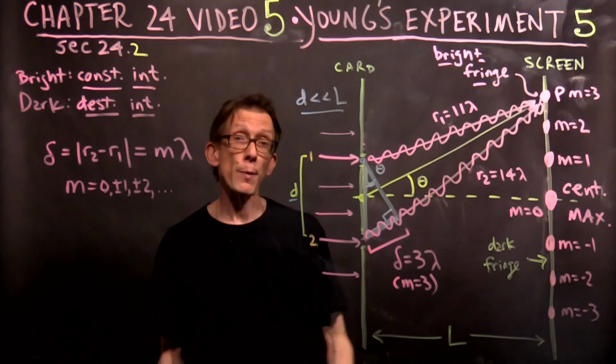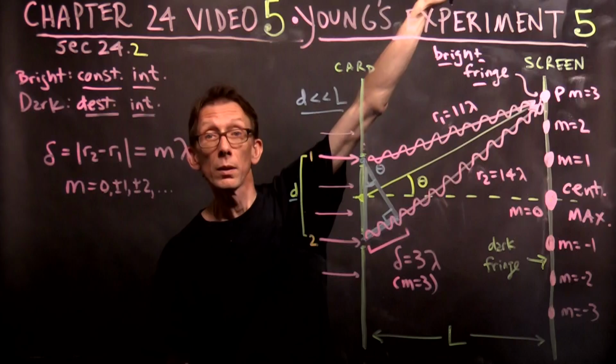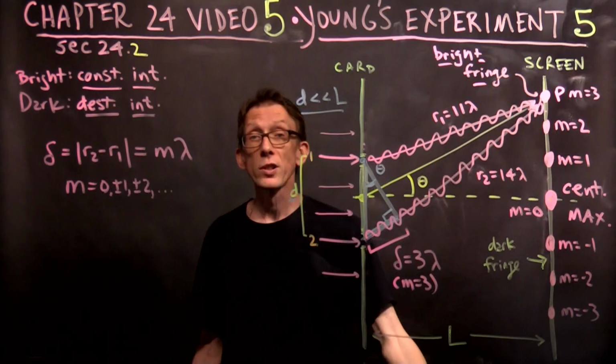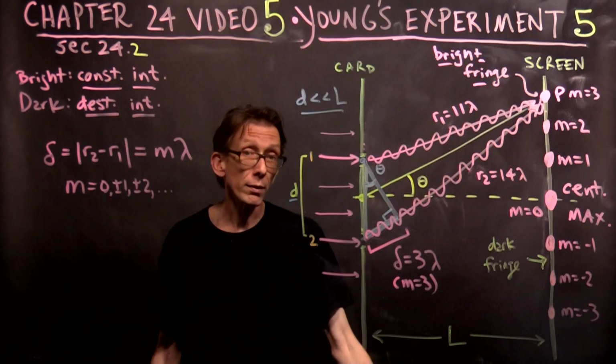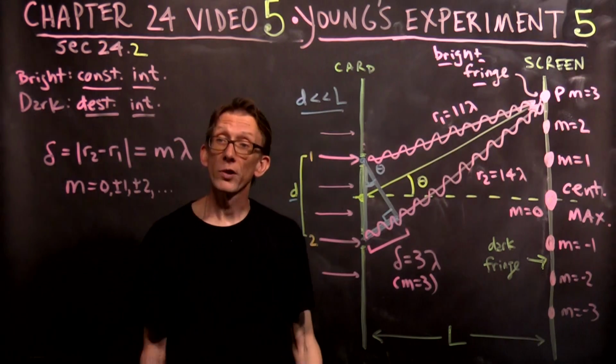All these values of m are happening all the time. There's an m equals 7 bright fringe up there. There's an m equals negative 12 bright fringe down there. I didn't draw it, but it's there. This is the condition for constructive interference.